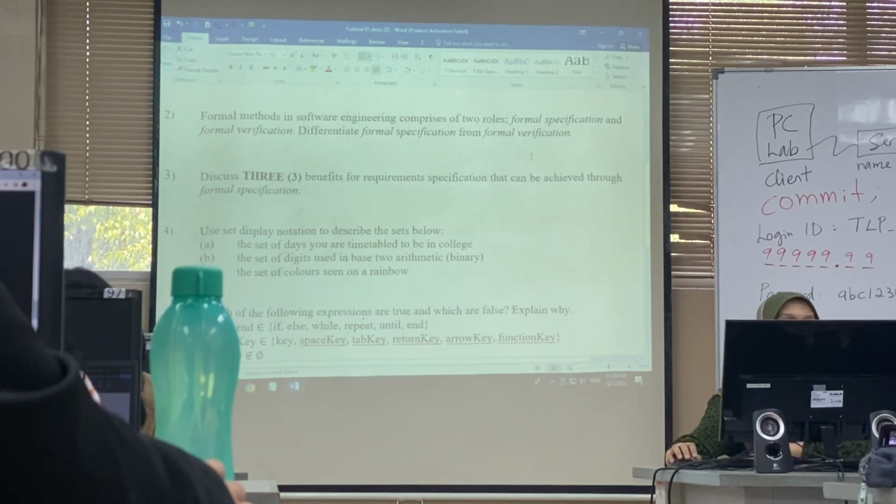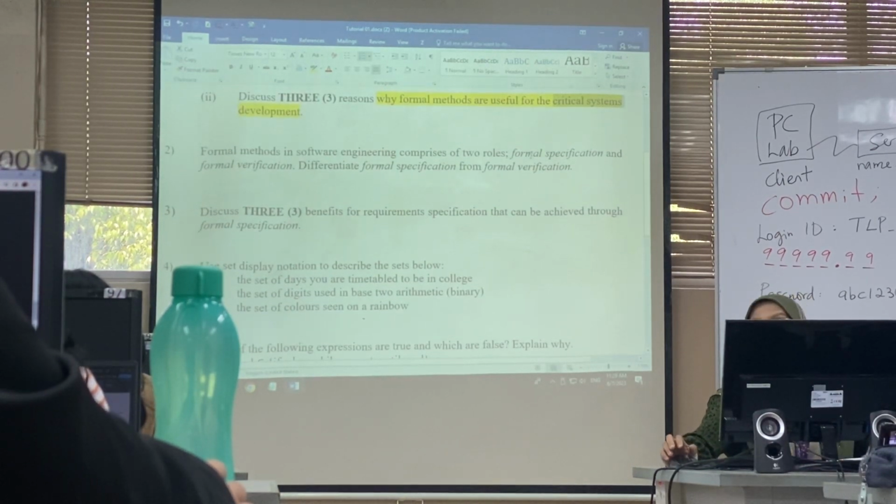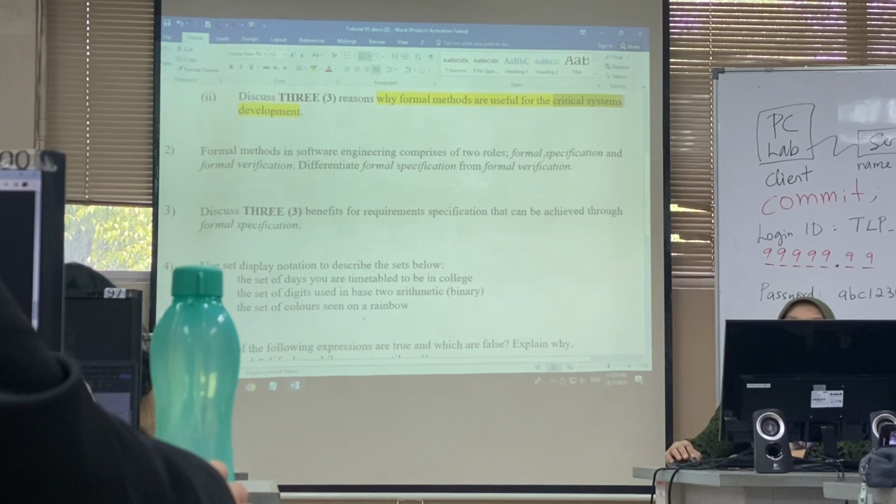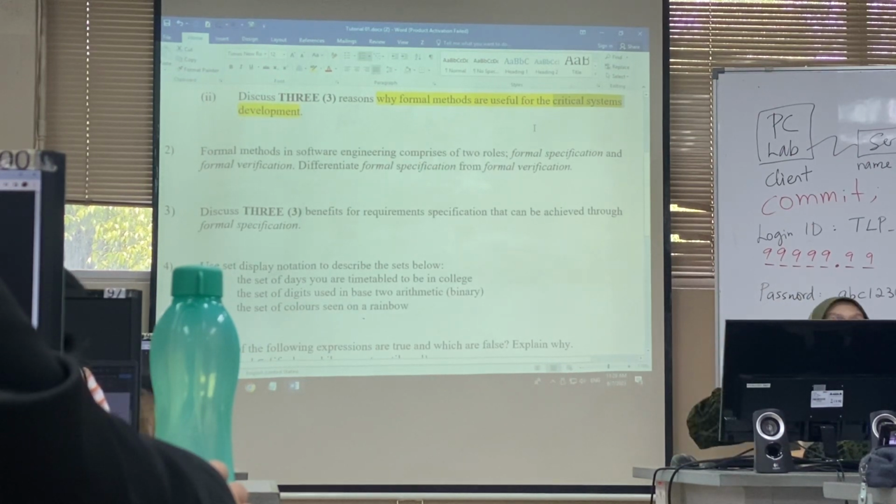Any more answers for number one here? Oh, okay, or you can find from the notes. Yeah, you can find from the notes. Other than that, there are a few more answers there, and then you can explain using your own words. Okay? So relate to the critical system.